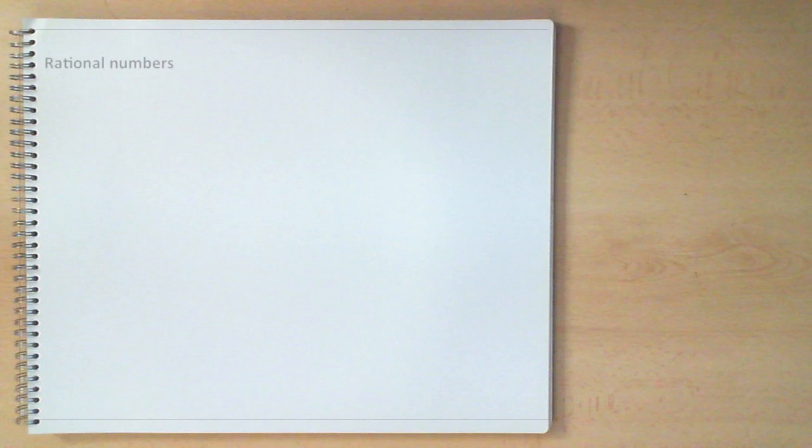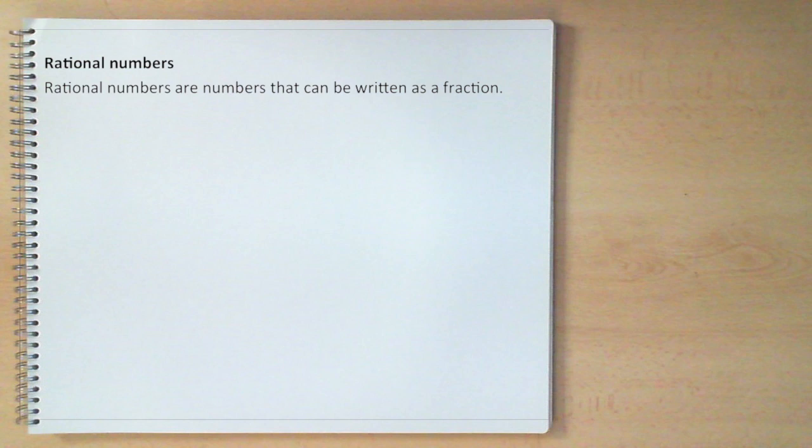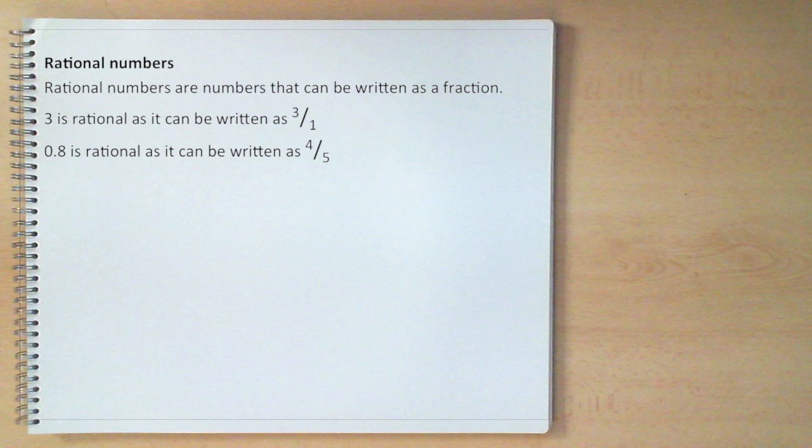Okay, let's move on to a couple of slightly trickier definitions. Rational numbers. A rational number is basically any number that can be written as a fraction. So the number 3, which is an integer, is rational because it can be written as 3/1. That's a fraction. It's got a top number and a bottom number. 0.8 is rational as it can be written as 4/5. Even complicated looking decimal numbers like 4.14285 and so on is rational because that can be written as 29 divided by 7. So the very fact that you can turn a number into a fraction means that it's rational.